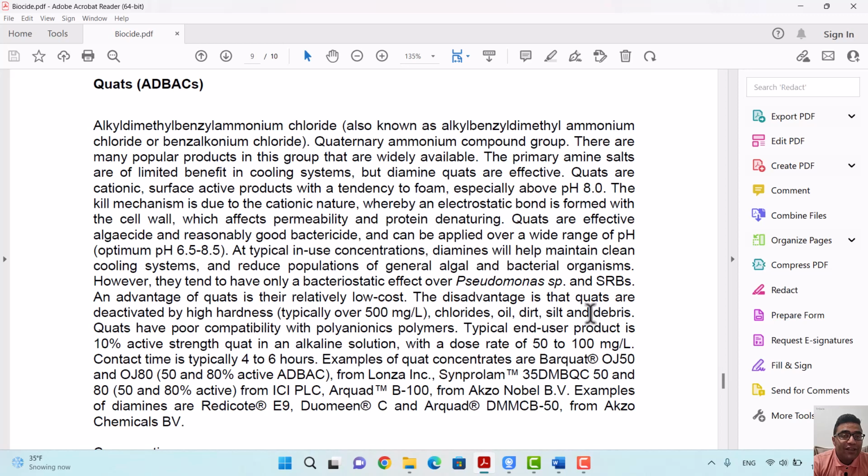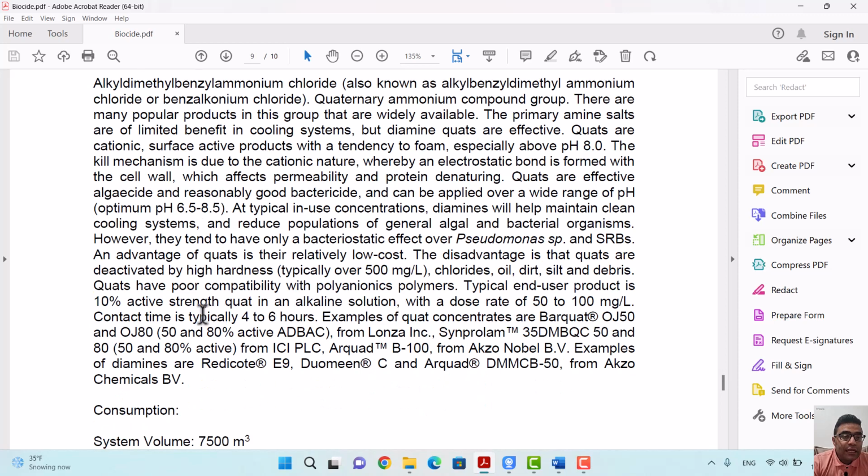You might increase the quantities of quats injected into cooling water systems in order to overcome these problems. Their contact time is 4 to 6 hours. They are supplied to the end user at 10% active strength, and a dose rate of 50 to 100 ppm is required.